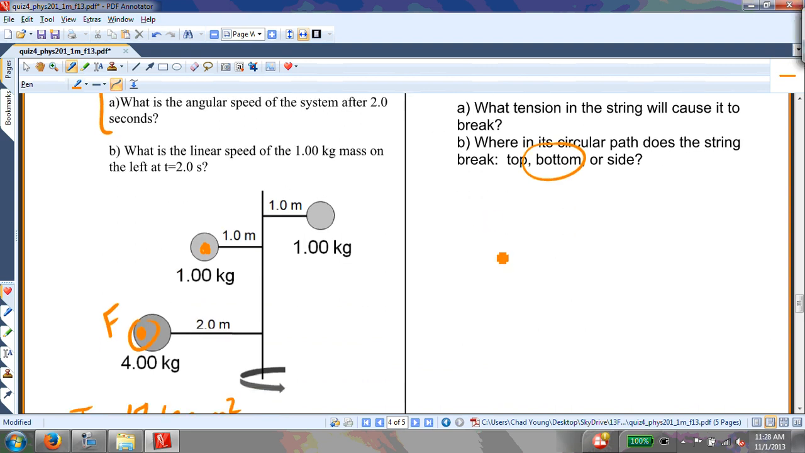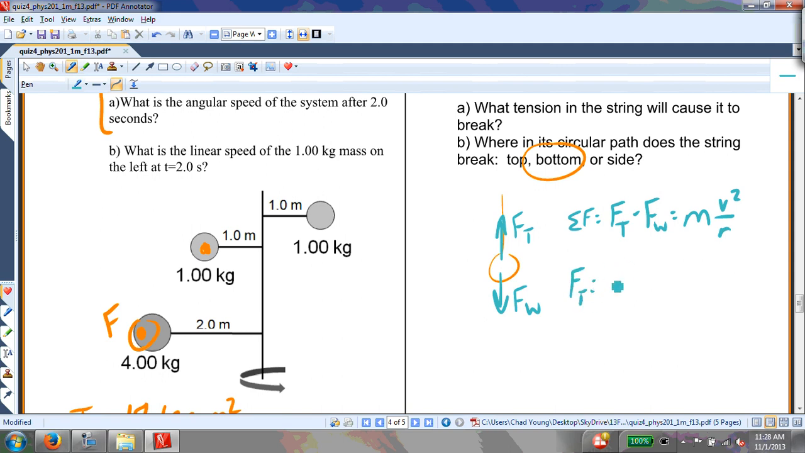Let's just redraw that. So I have this ball, and I have forces acting upon it. I have the weight of the ball, and then I also have the tension in the string. And I know that the sum of the forces equals Ft minus Fw, and that's equal to the mass times the acceleration, which is v squared over r. And so I want to know what is the tension. The tension equals mv squared over r plus the weight.